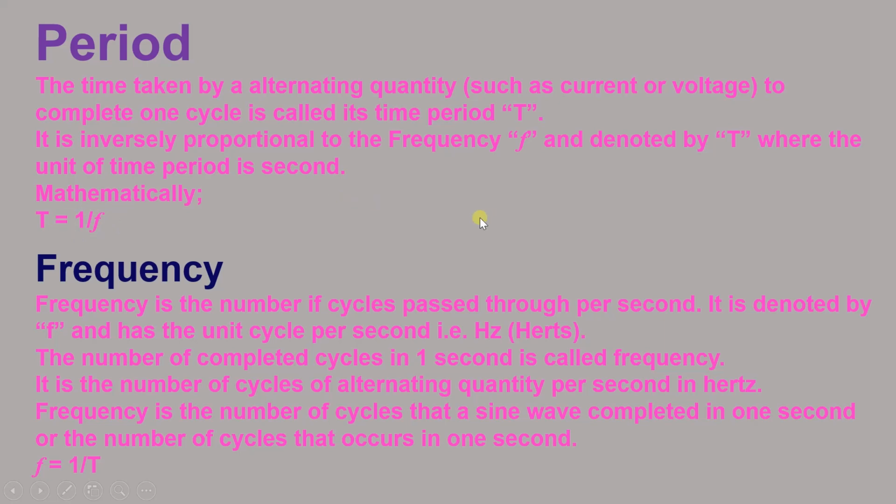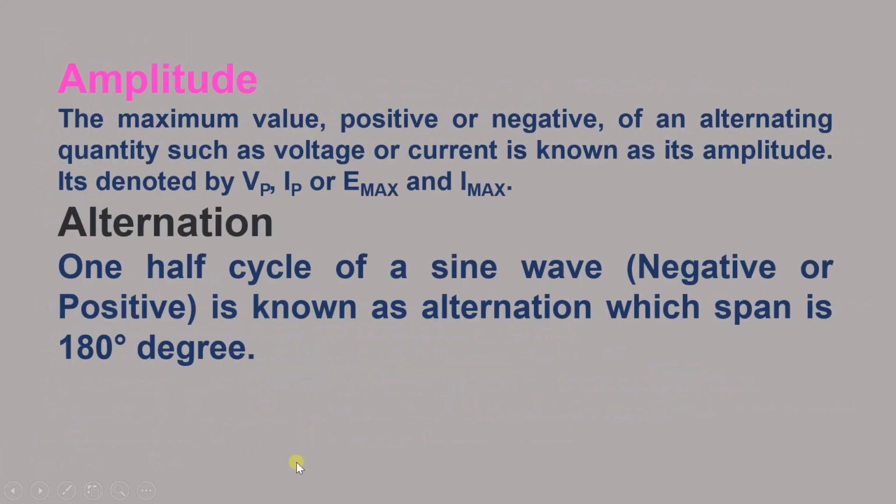The next term is frequency. It is the number of cycles passed through per second. It is denoted by f and has a unit of cycle per second, and that is hertz, Hz. The number of completed cycles in 1 second is called frequency, and it is given by f is equal to 1 by T.